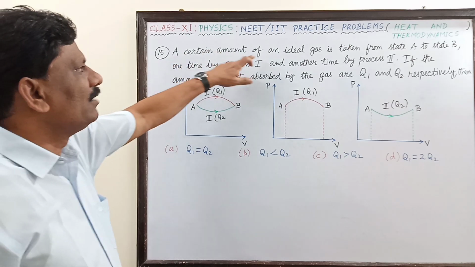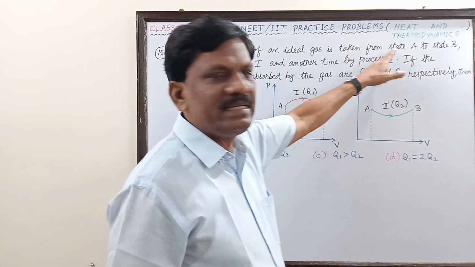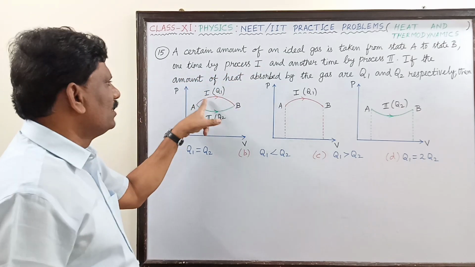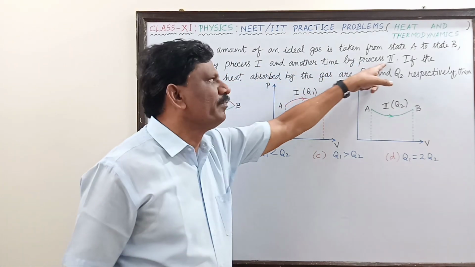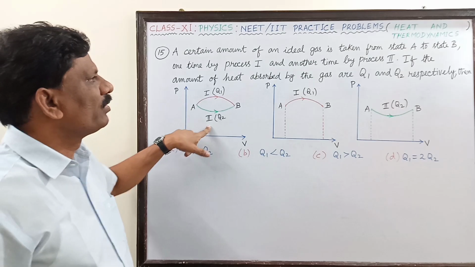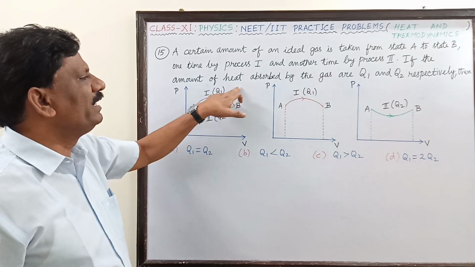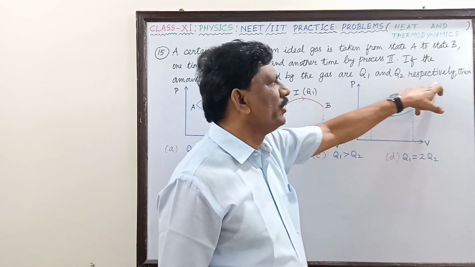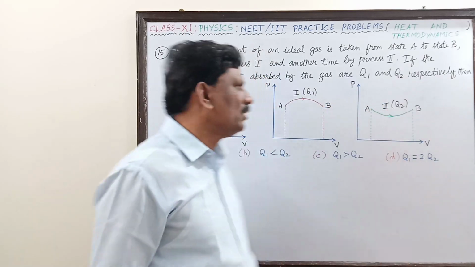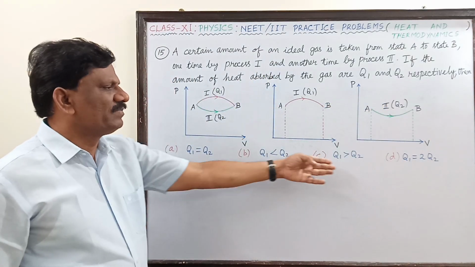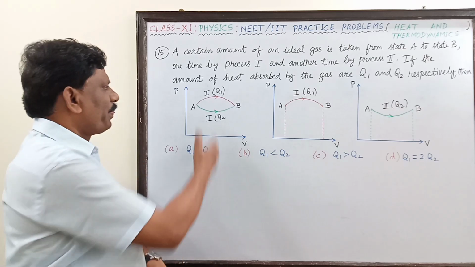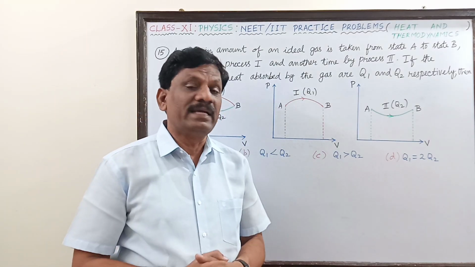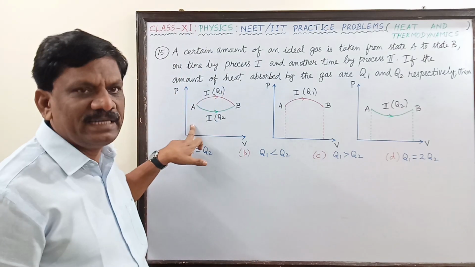A certain amount of an ideal gas is taken from state A to state B, one time by process 1 and another time by process 2. If the amount of heat absorbed by the gases are Q1 and Q2 respectively, then we have to find out which of these options is the right answer based on the given diagram. Now the actual diagram given in the question is only the first diagram.